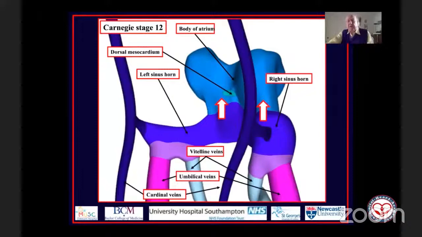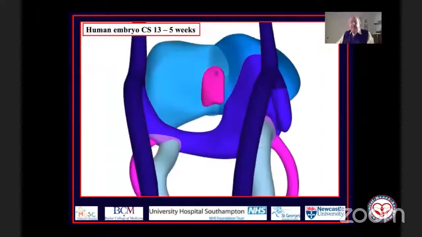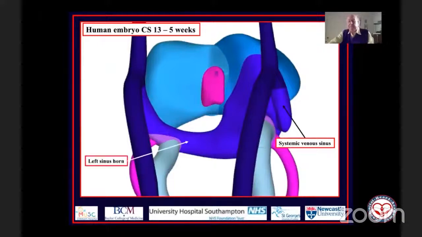So here we are at Carnegie stage 12. Very shortly thereafter, within one stage, we see that major change. And this is a shift rightward of the tributaries of the systemic venous sinus. So now you see that the systemic venous sinus itself, which is confined within those venous valves, is only connecting with the right half of what was the body of the atrium.